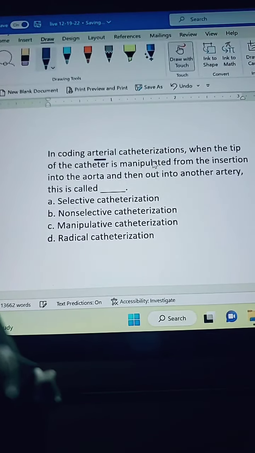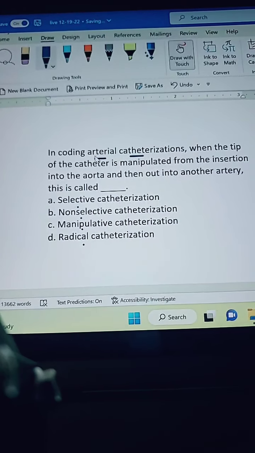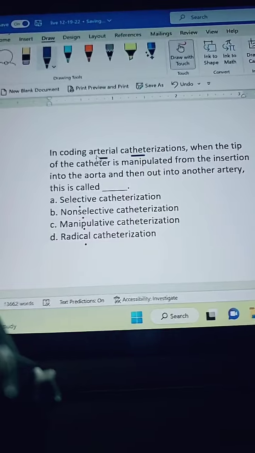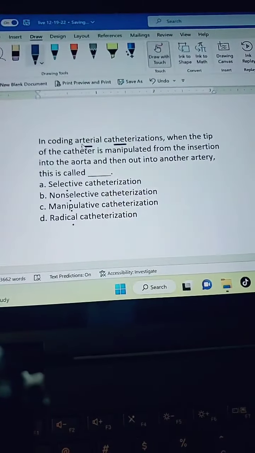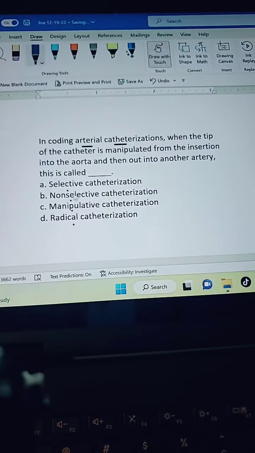Coding an arterial catheterization. Is it selective, non-selective, manipulative, or radical? I think I've used this question before. But I'm still only taking one word from each answer. You should know it just off of arterial catheterization. If you can't, there's an index in the back of the CPT book that is alphabetical. You can go look up arterial catheterization. It'll lead you to some CPT codes. The guideline will be right there. And you can see if it's selective, non-selective, manipulative, or radical. What do you guys think?